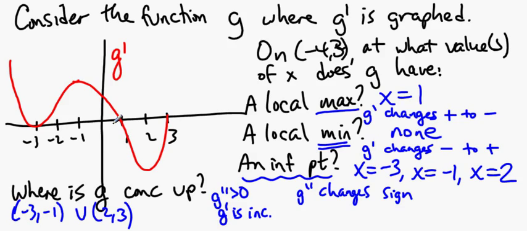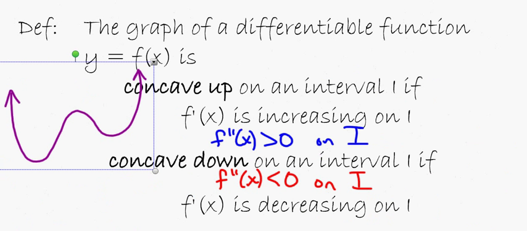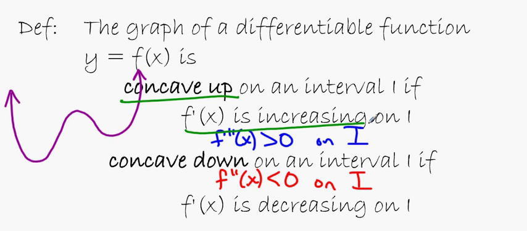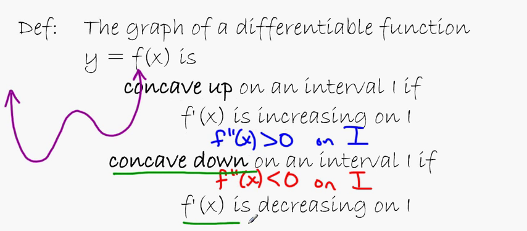So now all of a sudden we have a lot to keep track of. We have G, G prime, and G double prime, and they all matter. So you want to keep things straight. You want to recognize that, going back, if the function is concave up, its derivative is increasing, its second derivative is positive. And if the function is concave down, its derivative is decreasing, its second derivative is negative. Those are all things that you want to have straight in your mind.